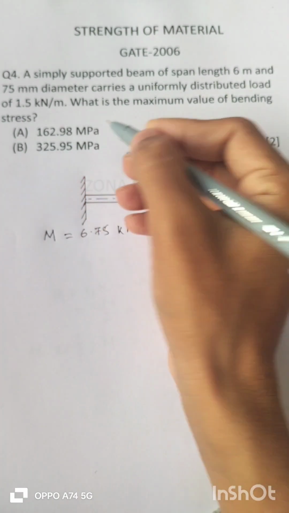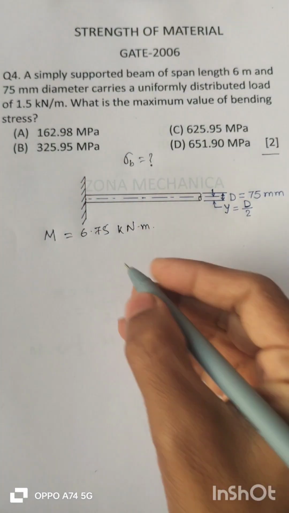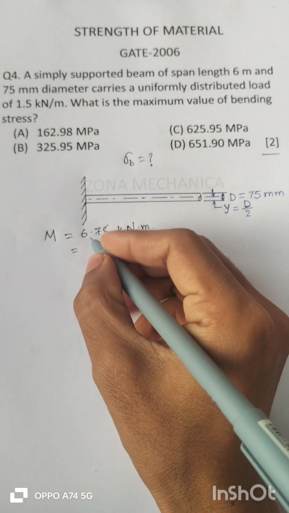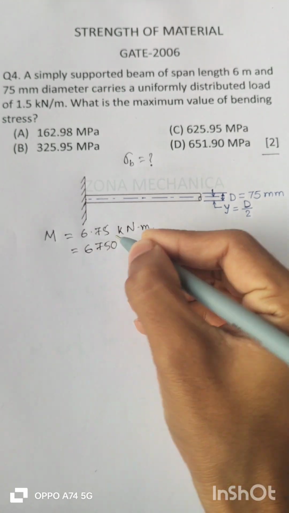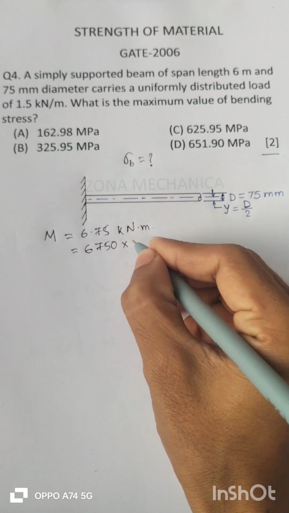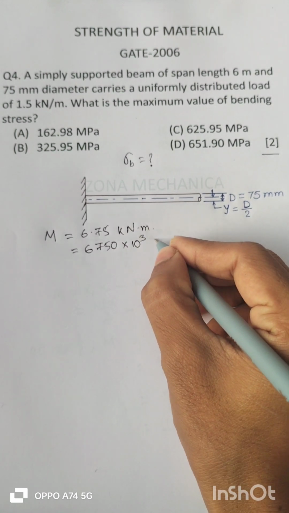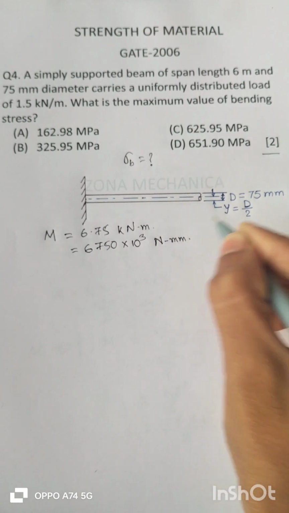The options are given in MPa, that is Newton per square millimeter. So I am taking this bending moment in Newton millimeters. So 6750, this is in Newton, and if I multiply with 10 to the power 3, then it will be in millimeters, that is Newton millimeters.